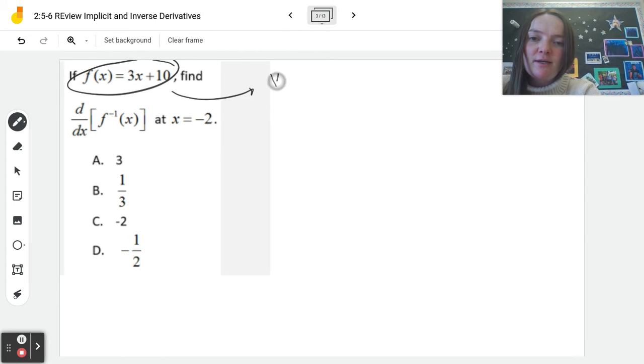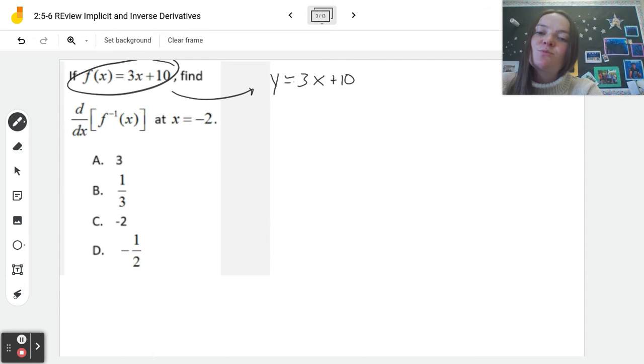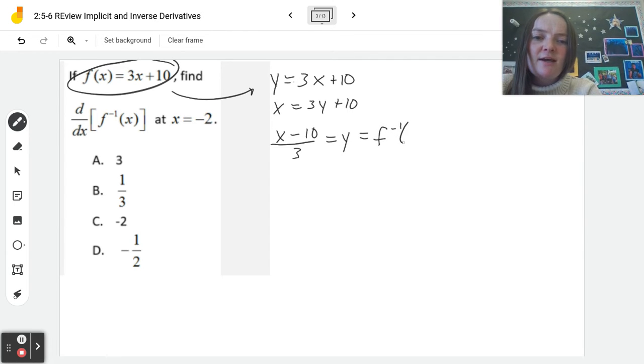To find the inverse, I'm going to write it as y is equal to 3x plus 10. And I'm going to switch x and y and solve for y. So if I switch x and y here and solve for y, I'm going to get x minus 10 all over 3 is equal to y, which means that the inverse, f inverse of x, is x minus 10 over 3. So we could use the formula at this point, or we could just literally take the derivative. It's really up to you. I think it's going to be easier just to take the derivative.